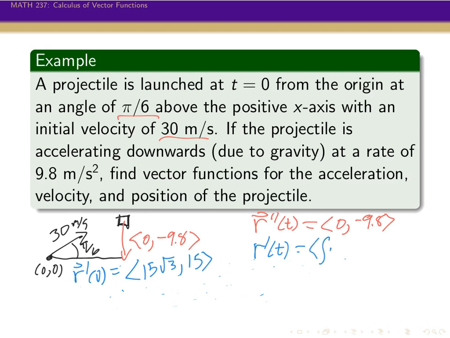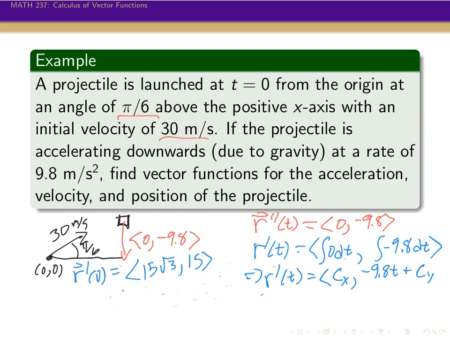Well, the first one we're just integrating 0 dt. The second one we're integrating minus 9.8 dt. And so for r prime of t, the integral of 0 is just 0 plus c, and so that's just going to be a constant. Let's say that's a constant for x. The integral of minus 9.8 is going to be minus 9.8t plus some constant for y. Right? So how do we figure out what these constants are?